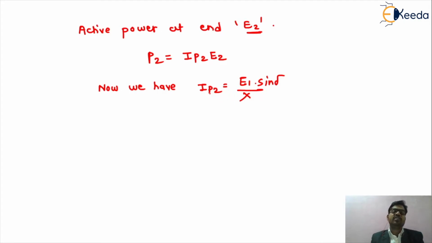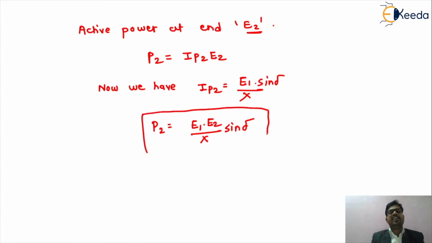Now we have to substitute this equation of IP2 into that equation. So we get the value of the active power at end E2. P2 is equal to E1 into E2 divided by x into sin del. So we are getting the value of the active power at the end E2 by this fundamental equation.